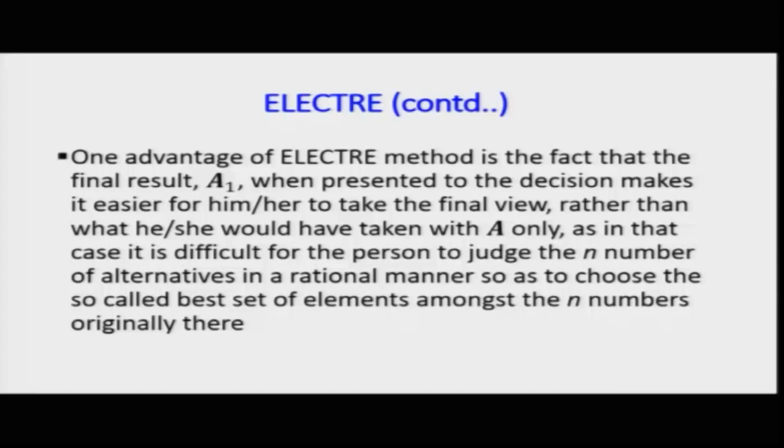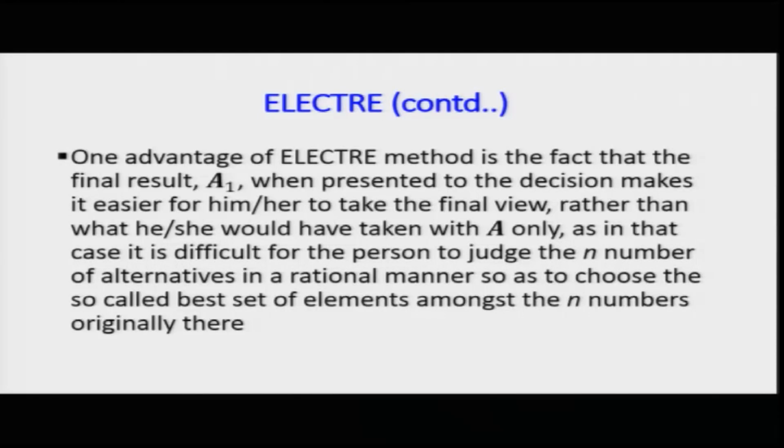One advantage of the ELECTRE method is the fact that the final result, which is A1, when presented to the decision maker, it is easy for him or her to take the final view rather than what he or she would have taken with A only. So, you basically give him or her the choice set based on the criteria, such that it is easier for him or her to take the decision.